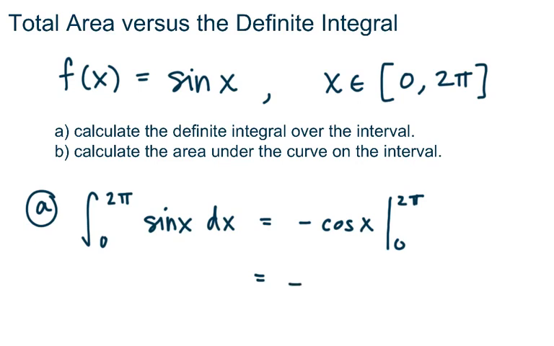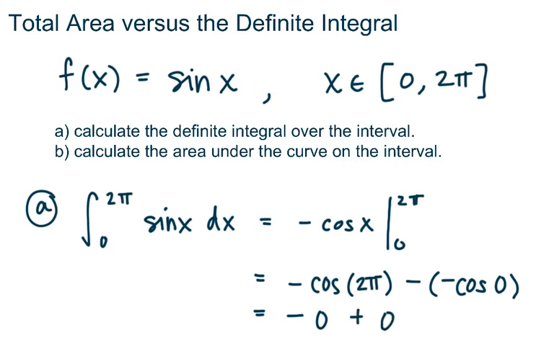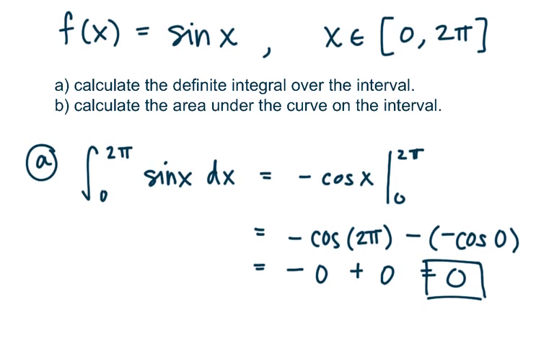So here we would have negative cosine of 2 pi minus negative cosine of 0. And 2 pi and 0 give the same value for cosine, so negative cosine 2 pi minus negative cosine 0. That's negative 1 plus 1, which is 0. So the definite integral here is equal to 0.